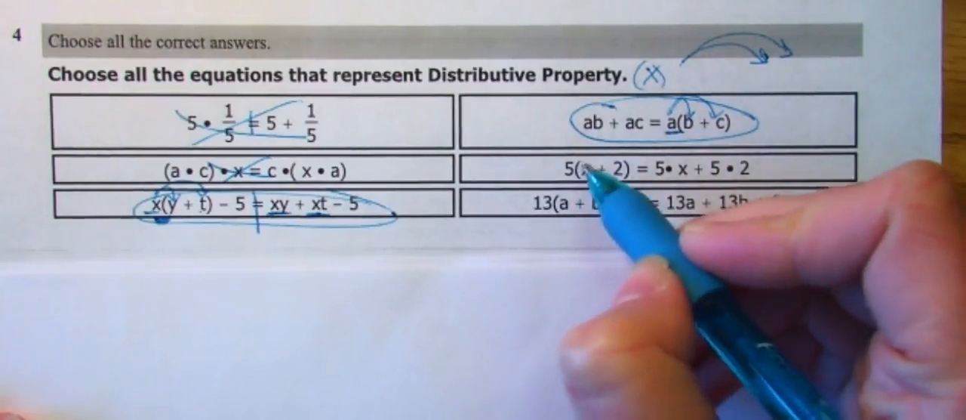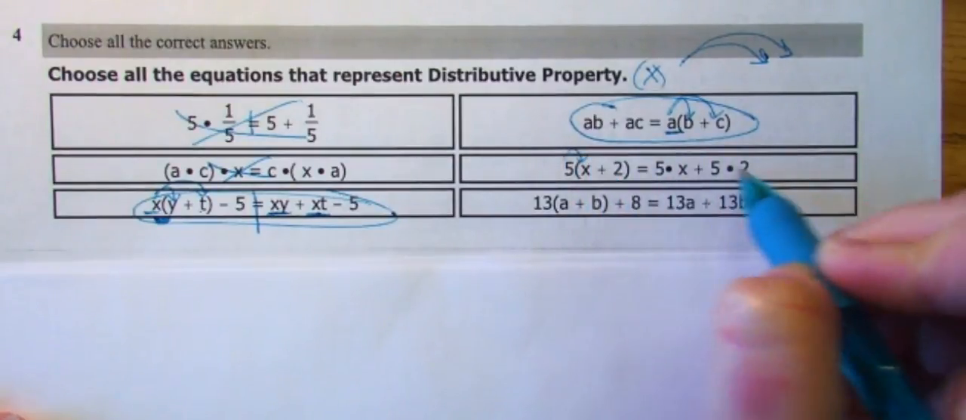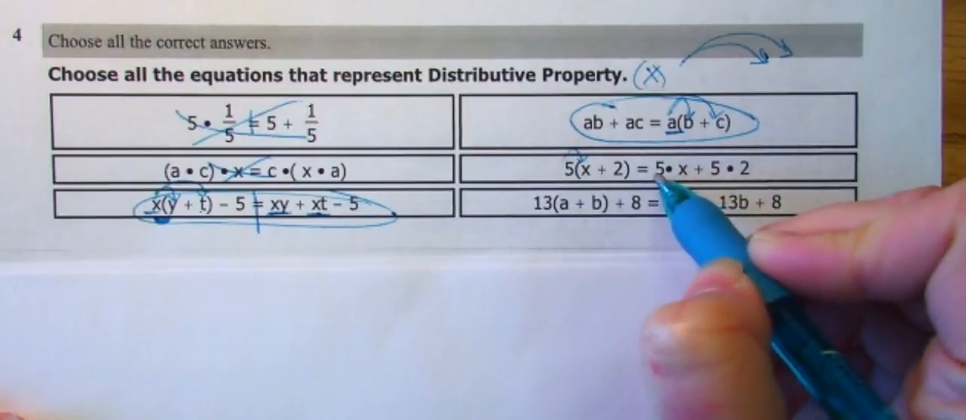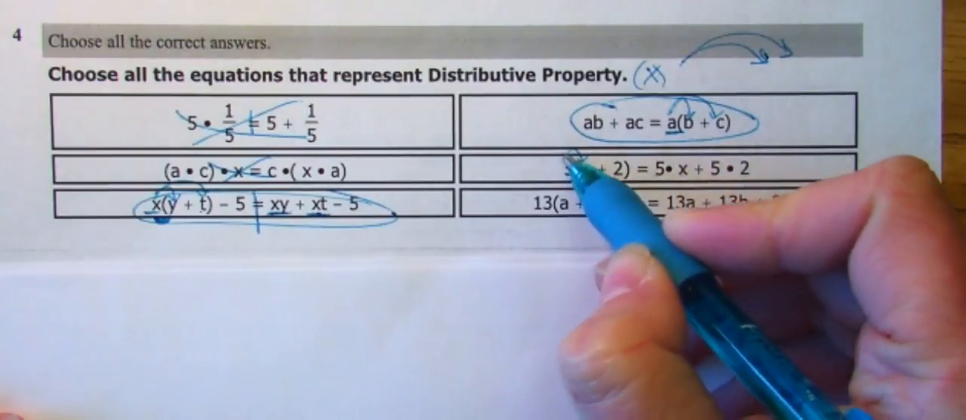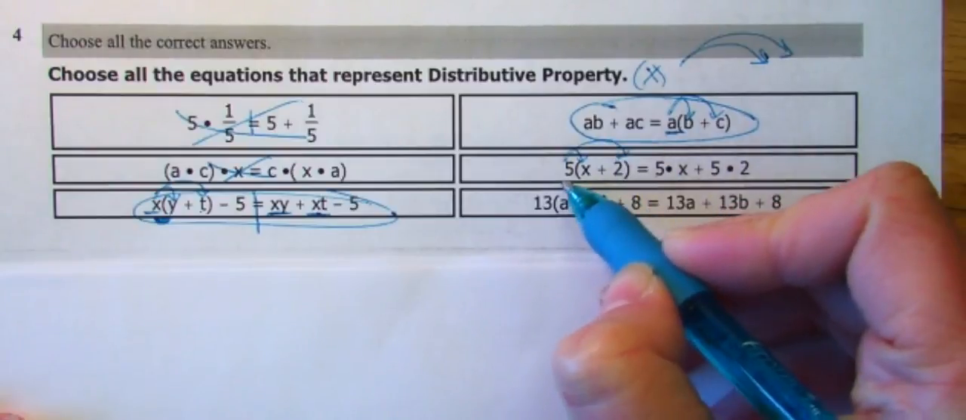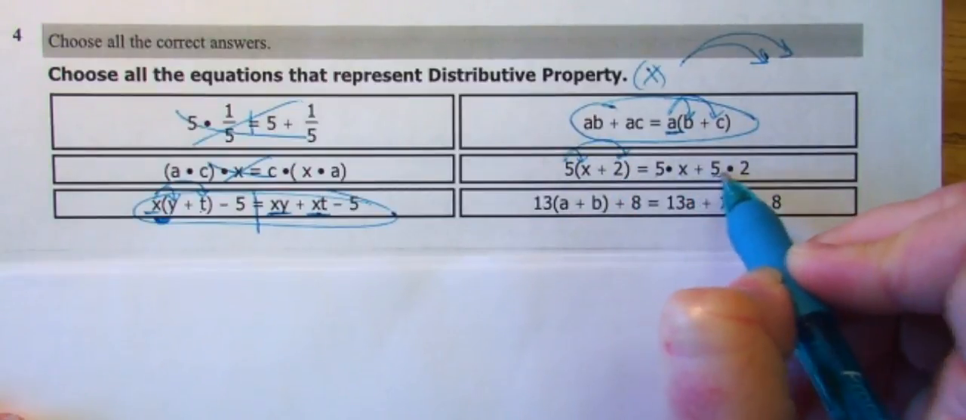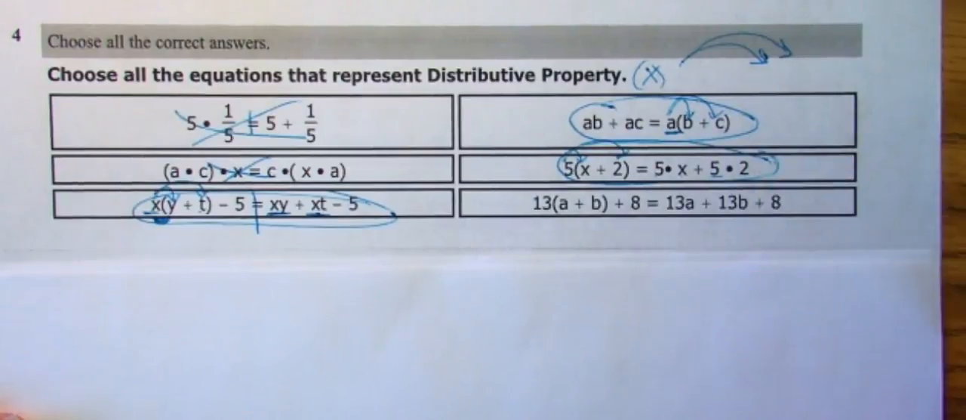Ooh, we have a number outside the parentheses, so let's see, 5 times X. They put the times symbol, but it still shows 5 times X. It also shows that we're doing 5 times 2, which is shown here. So that is also distributive property.